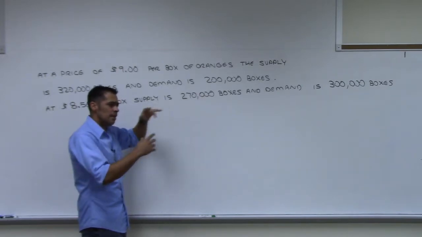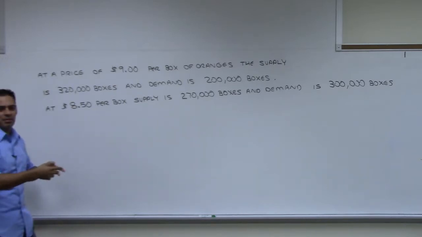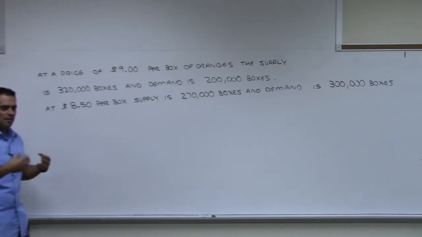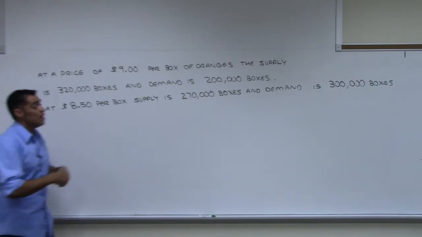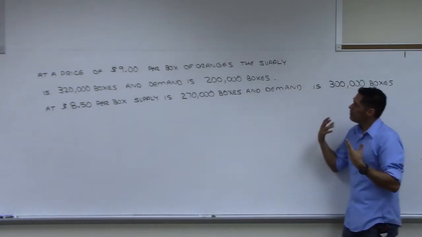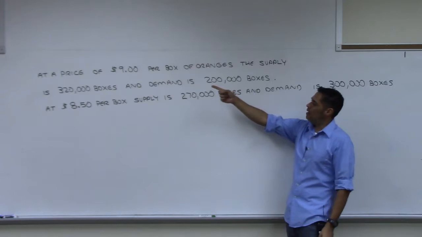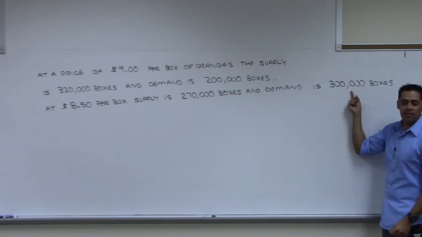So it's important to understand that in a word problem like this, we don't just get the answer and we're done, because it's about business. We're trying to think through why things like this might happen. Okay, now, what about on the demand side? On the demand side, the customer, why is it that at $9 per box the demand is 200,000, and at $8.50 per box it's 300,000? It's cheaper, right?